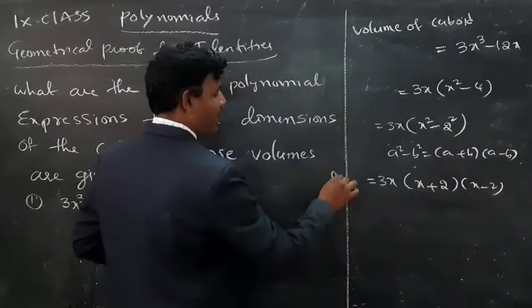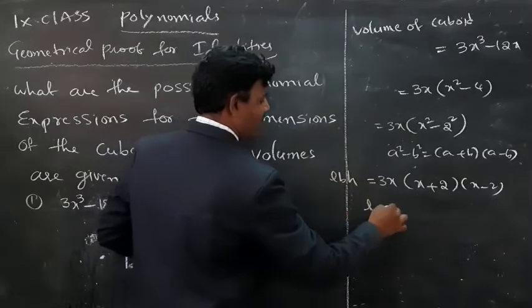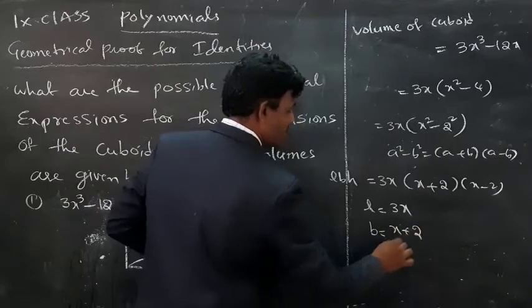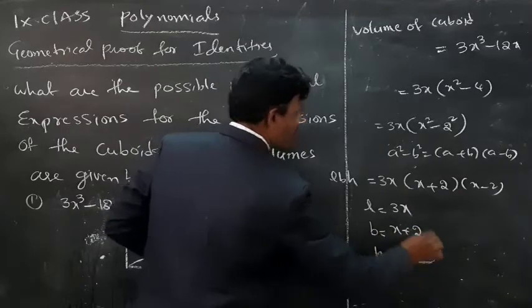What is the volume of the cuboid? L B H. Now length I am taking as 3x units, breadth I am taking as x plus 2 units, height I am taking as x minus 2 units.